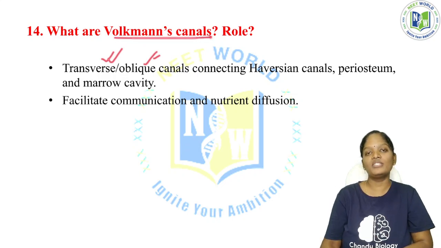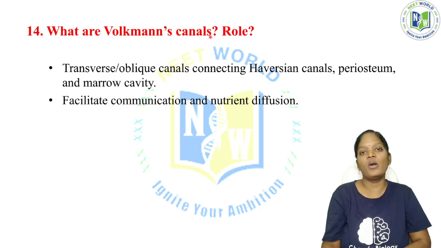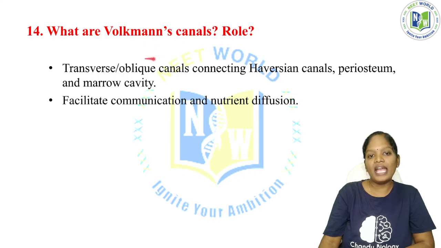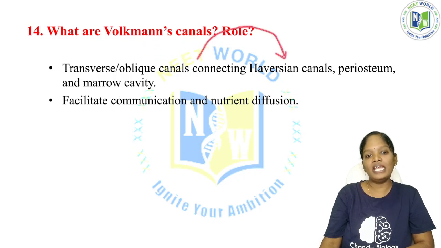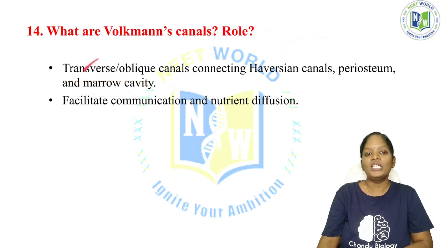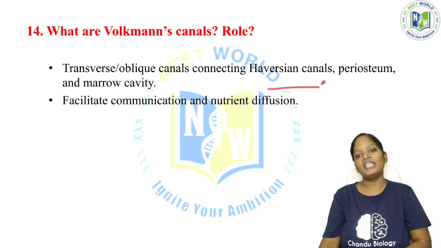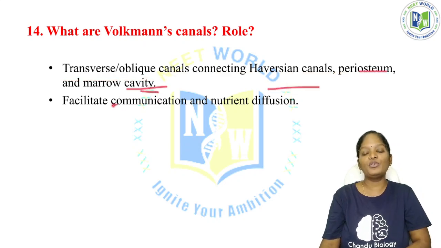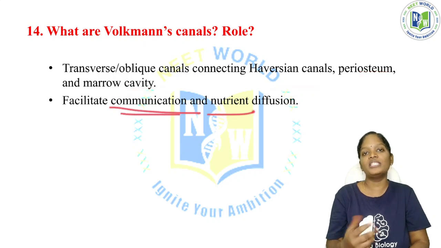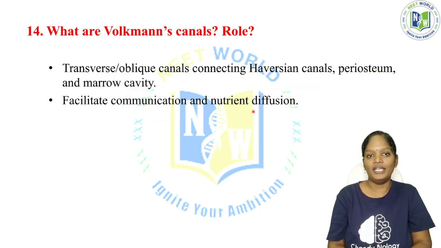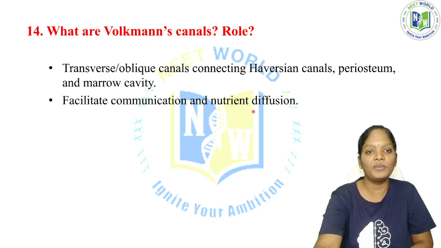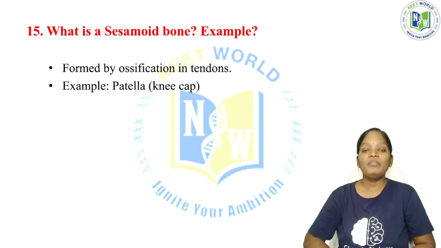Again, we have discussed these Volkmann's canals when discussing the long answer questions, I think. The canal which connects the Haversian canal, periosteum and marrow cavity is called Volkmann's canal. It is a transverse oblique canal, and it connects with them to facilitate communication and to diffuse the nutrients. The nutrients will be supplied with the help of the Volkmann's canals as they are connected with the Haversian system.